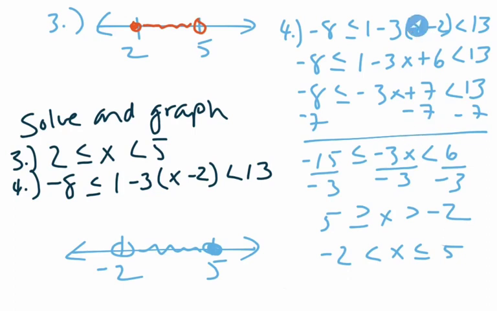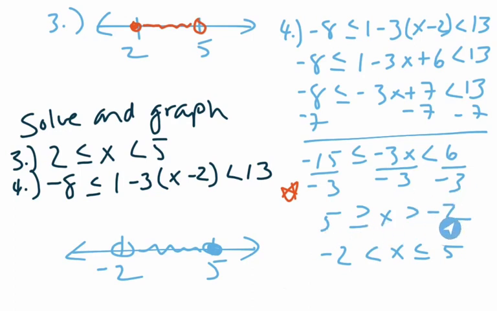Now, all this was just simplifying what was in the middle so that I could handle it. Then I subtracted 7. -8 minus 7 is -15. 13 minus 7 is 6. And now we're dividing by -3, which is going to trigger that flip. This is 5 is greater than or equal to x is greater than or equal to -2.